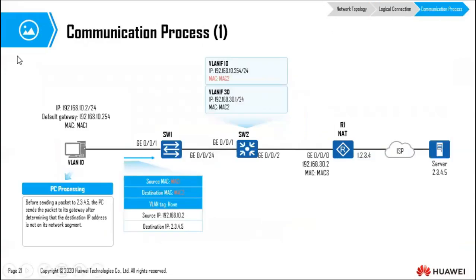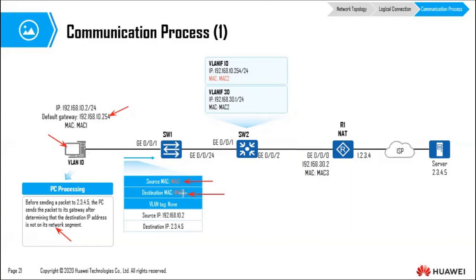Let's see the communication process. Please try and understand this. So PC processing: before sending a packet, the PC sends the packet to its gateway after determining that the destination IP address is not on its network segment. So the very first thing the PC will have to do is check, is this destination IP on my network? And you know how that is done. If it's not on my network, I send this packet to my gateway. In sending it to the gateway, the source MAC address will be my MAC address, and the destination MAC address the MAC address of the gateway. Are we together?